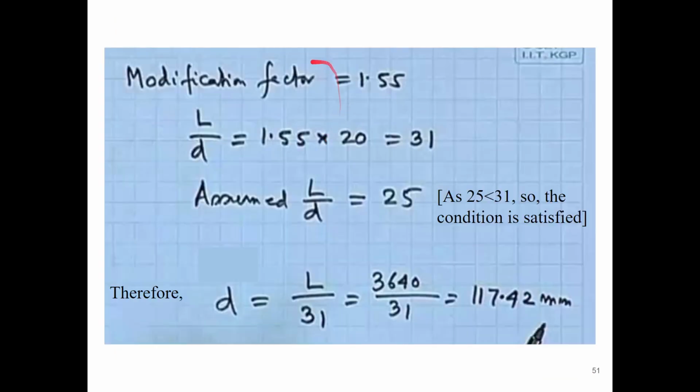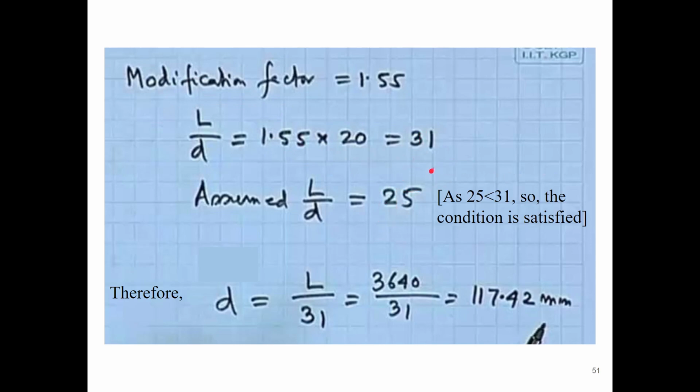So the L by D value, as it is simply supported, will be 20 into 1.55. Therefore the maximum limit of L by D should be 31. So now you have understood why it was taken as 25. If you had initially assumed 25, it was a little bit confusing because the maximum was 20 but we took 25. Why? Now you can understand, because after multiplying the modification factor, it has gone above 25, right?